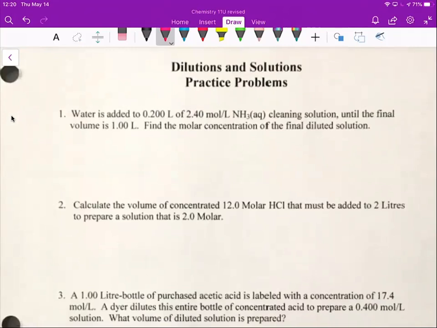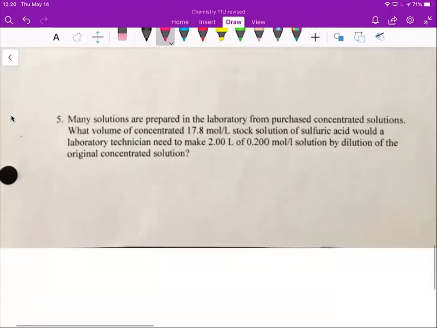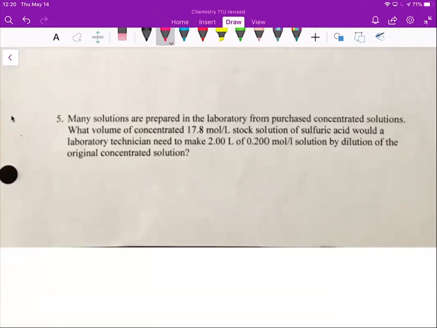Okay, now onto these questions. These now we don't have to explain, and we asked you to do number 1 and 2, so I'm not going to do that for you. I'm going to do number 5. Many solutions are prepared in the laboratory from purchased concentrated solutions. What volume of concentrated 17.8 mole per liter stock solution of sulfuric acid would laboratory technicians need to make 2 liters of 0.20 mole per liter solution by dilution of the original concentrated solution? That was a mouthful. All right.